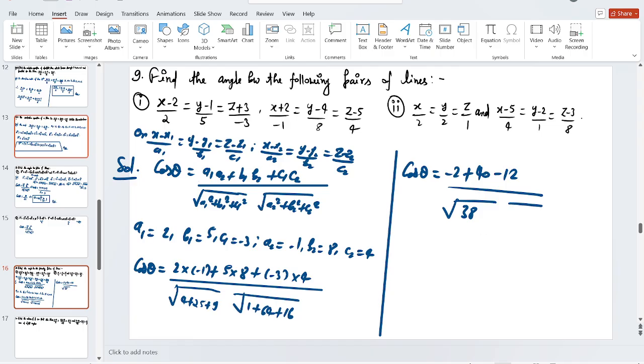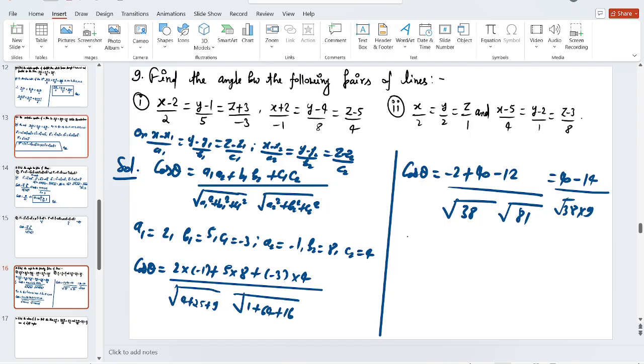So solving them, what do you get? You get 64, 17 here, and 18, so it becomes under root 81. Simplify, and you get minus 14 upon under root 38 times 9. I hope it is clear to you.